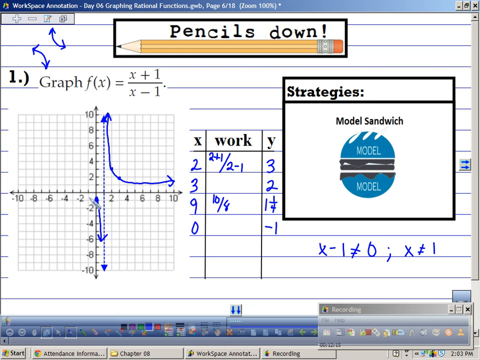What would you put in next? -1. If you put in -1, you get 0. -1, 0. Let's pick another number. You want to put in -9? Okay, -9.